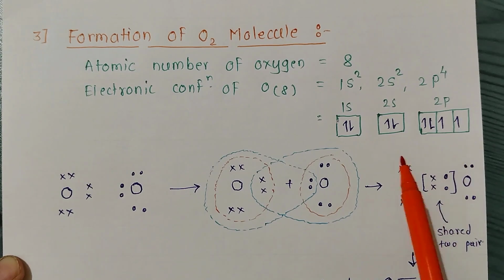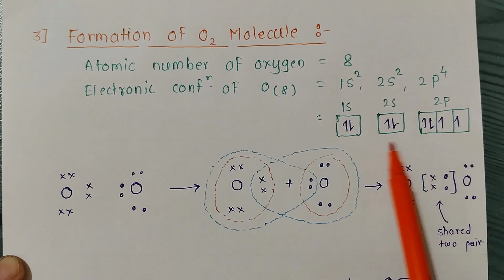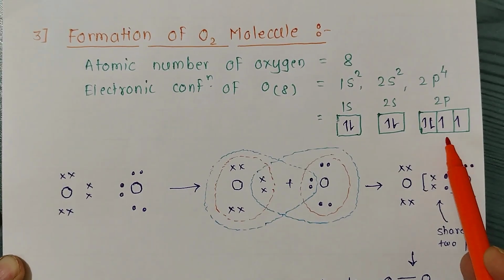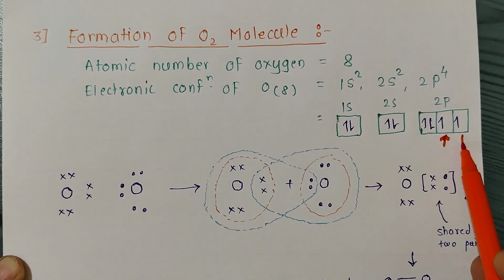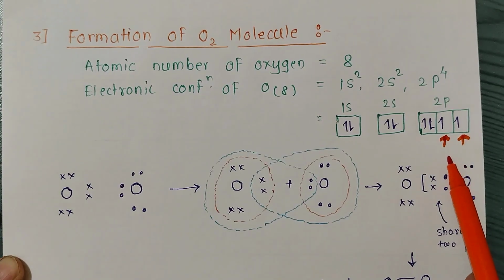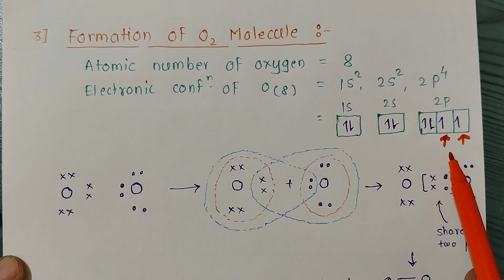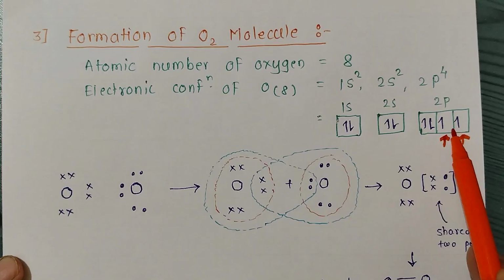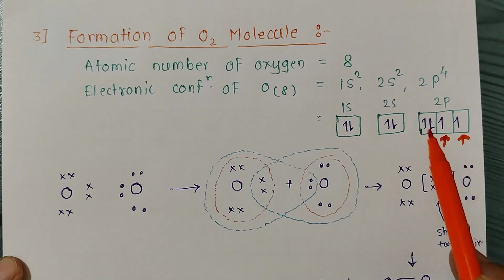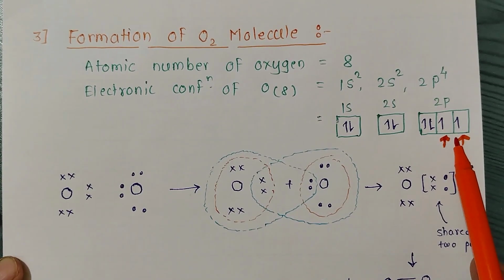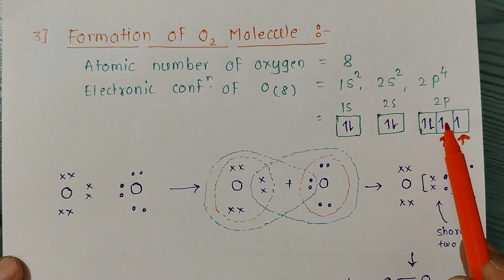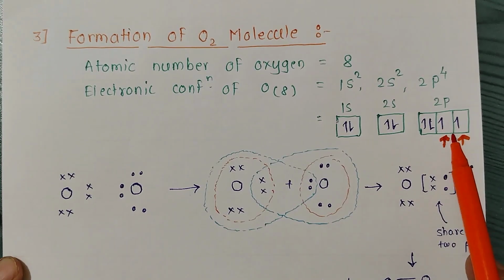So when we see the electronic configuration of this oxygen, we can see there are 2 unpaired electrons present in a single oxygen. 2 unpaired electrons are present in a single oxygen in the outermost shell. So these 2 unpaired electrons require 2 electrons to complete this shell or this 2p orbital. Then oxygen shares these 2 electrons with another atom to complete this shell or this 2p orbital.